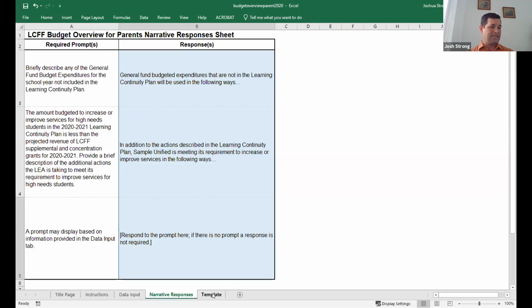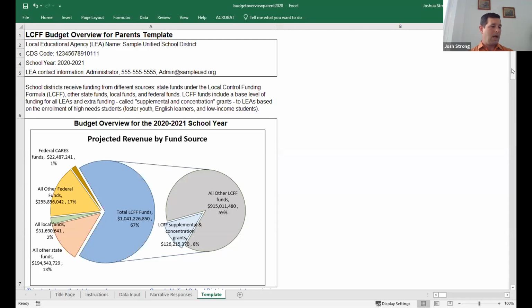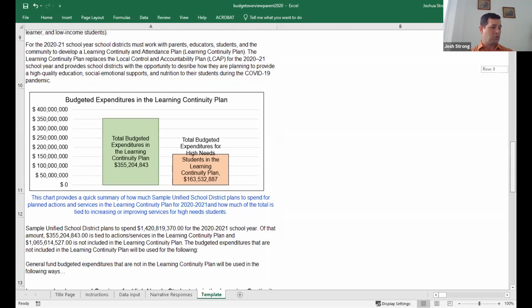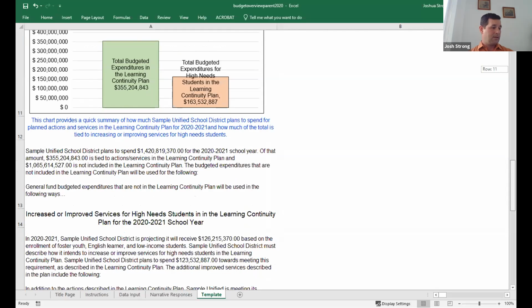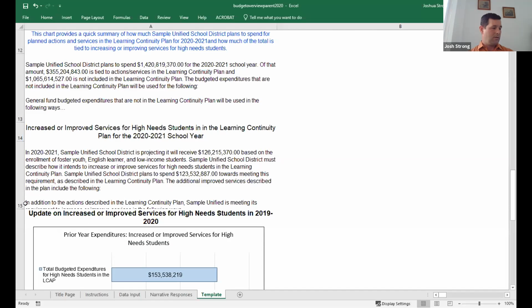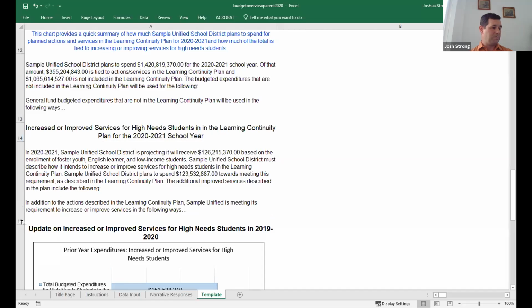Now, when we go back to the template, what we see when we scroll down is that our description here has begun to populate. In addition to the actions described in the Learning Continuity Plan, Sample Unified is meeting its requirements to increase or improve services in the following ways. And again, you can adjust the row height in order to make all of that input visible.